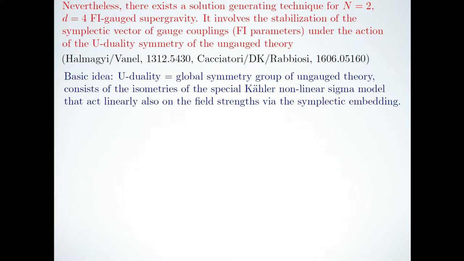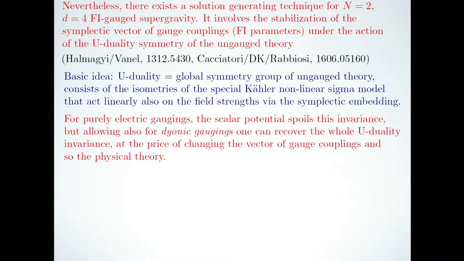Well, the U-duality is just a global symmetry group of the ungauged theory, and this consists of the isometries of the special Kähler nonlinear sigma model, and these isometries act linearly also on the field strengths that you have in your action. And if you have purely electric gaugings, then, as I said, the scalar potential spoils this invariance. But if you allow also for dyonic gaugings, what dyonic gauging means is that in order to gauge the symmetry, you don't use just the gauge fields that you have in your action, but also their duals. Right? This is dyonic gauging. And if you allow also for dyonic gauging, you can recover the whole U-duality invariance, but the price that you pay is you change the vector of gauge couplings and so the physical theory, right?